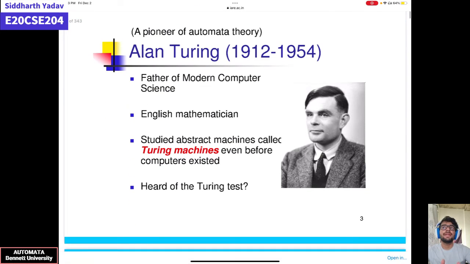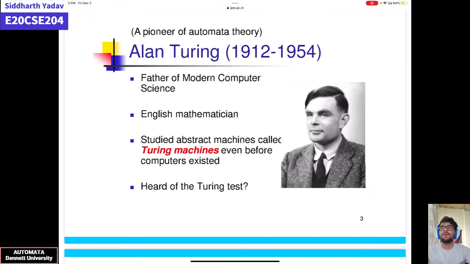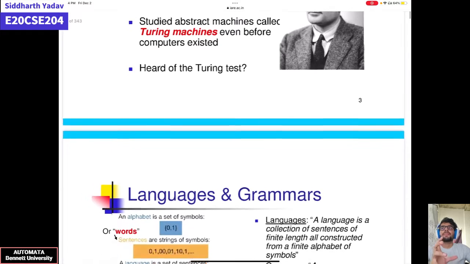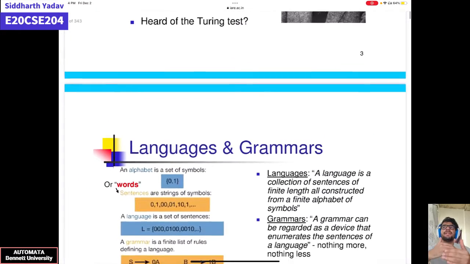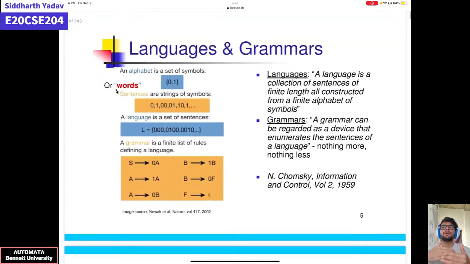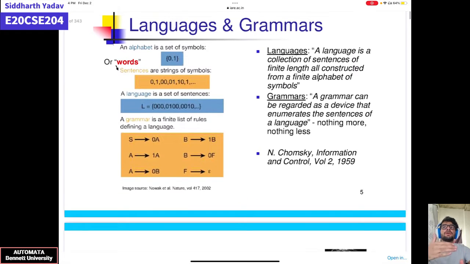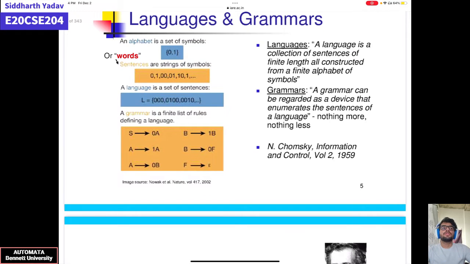Alan Turing was a great scientist, a pioneer of automata theory. He was the father of modern computer science. He was an English mathematician who studied abstract machines called Turing machines even before the computer existed. Heard of the Turing test? These are the languages that were derived for the computer before computers were even discovered.